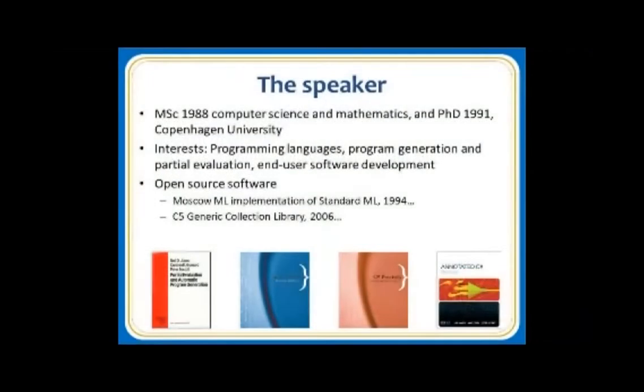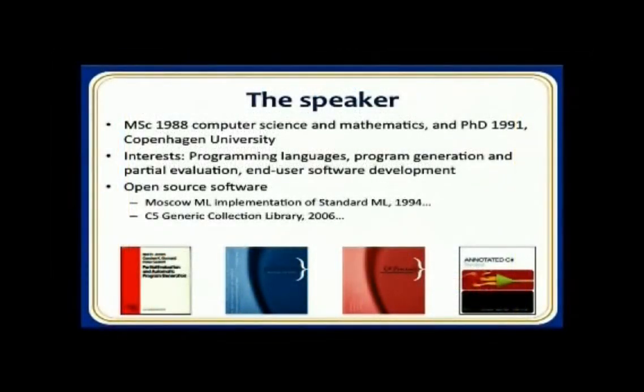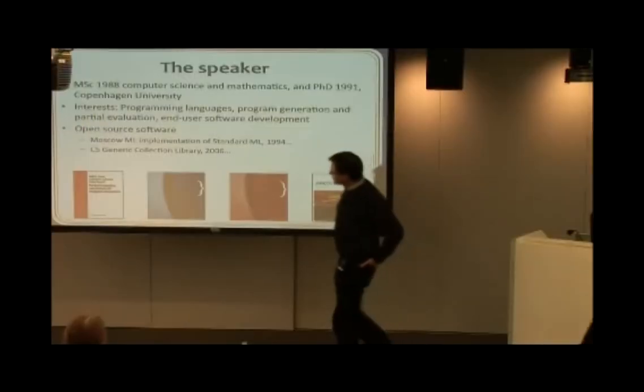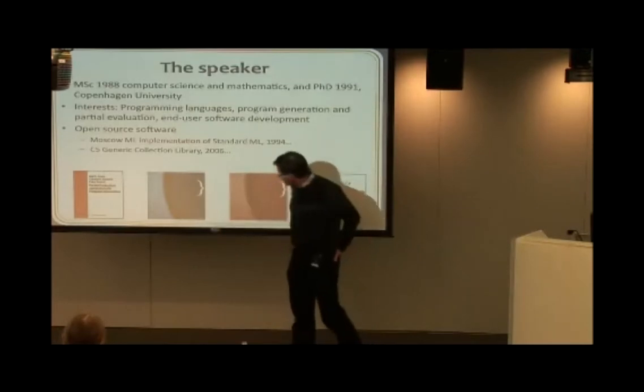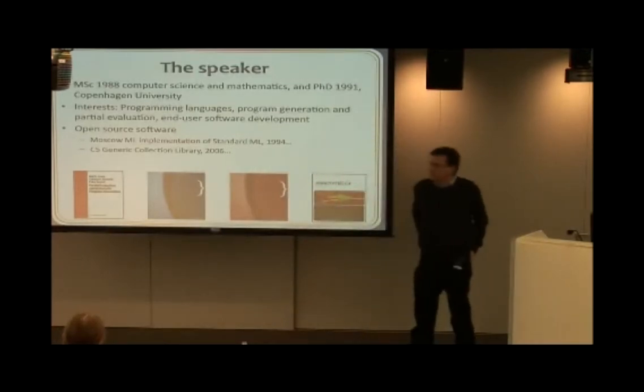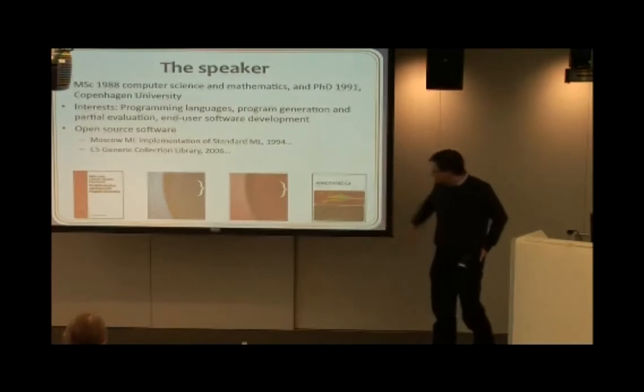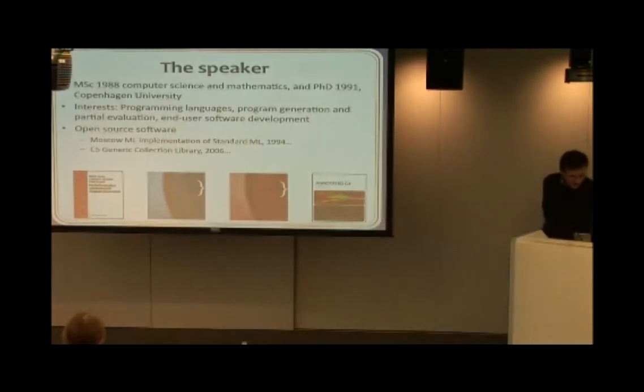But first, a few words about myself. I have a background in programming languages, especially partial evaluation many years ago, and now I'm more interested in end-user software development and technology for that. I've done some open source work back in time, notably the Moscow ML implementation together with people in Moscow and Cambridge, and a collection library for .NET and some books. This is Java precisely and C-sharp precisely, so also some object-oriented books and an annotated version of the C-sharp standard version 2.